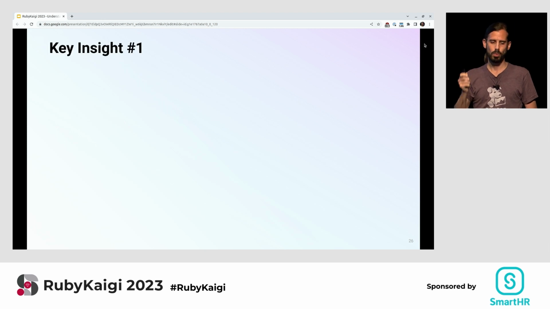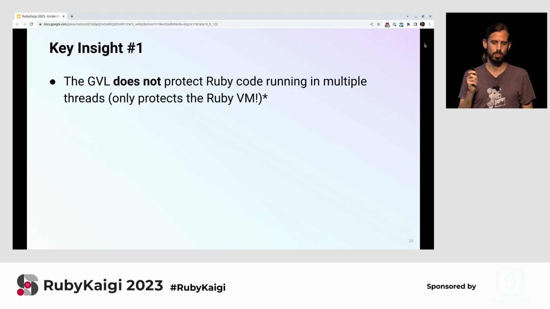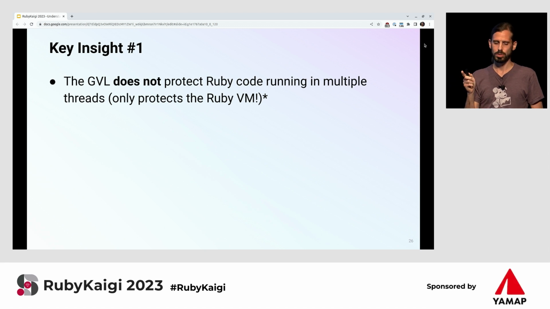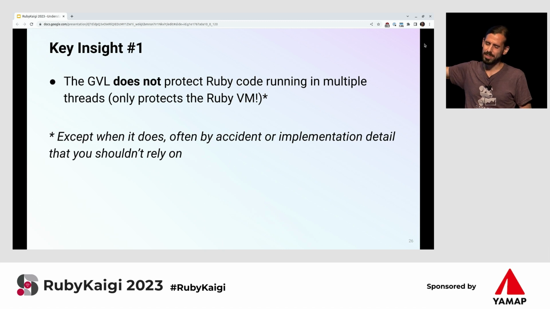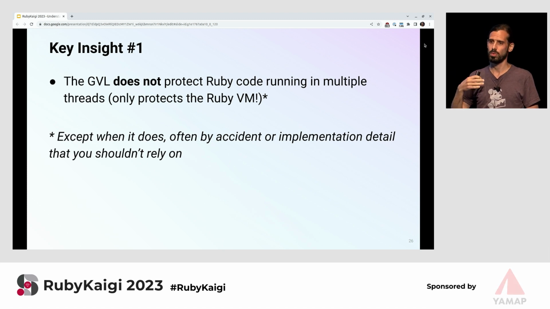So key insight number one is that the JVL does not protect Ruby code running in multiple threads. It only protects the Ruby VM. But there's an asterisk there, which is that except sometimes the JVL actually kind of protects your code, but it's often by an accident or an implementation detail, and you shouldn't rely on this because this changes between Ruby releases or might even look correct, but maybe if you add enough threads, it will break. So you should use the concurrency tools if you need to, and you shouldn't rely on the global VM lock because it might break between releases.